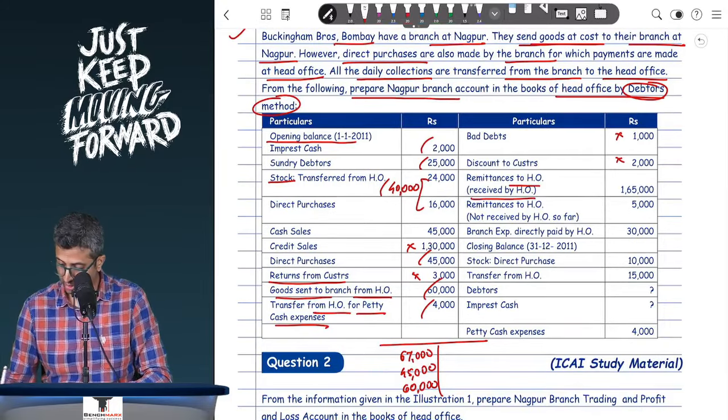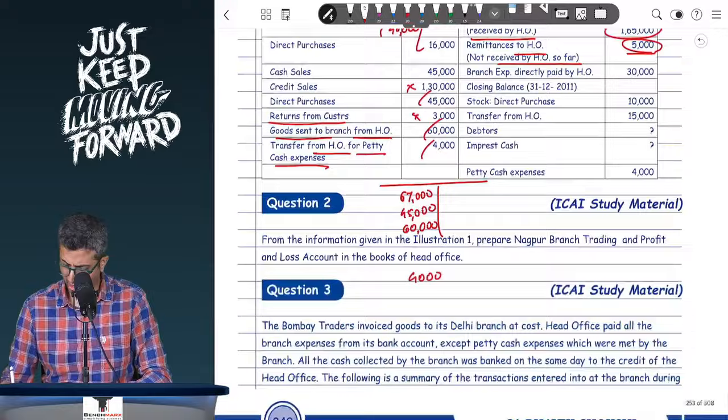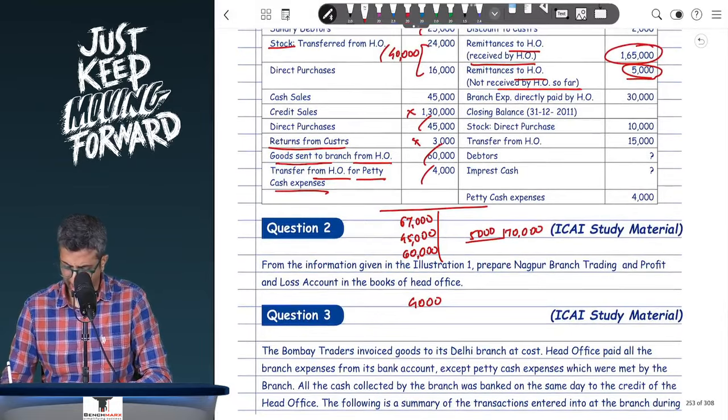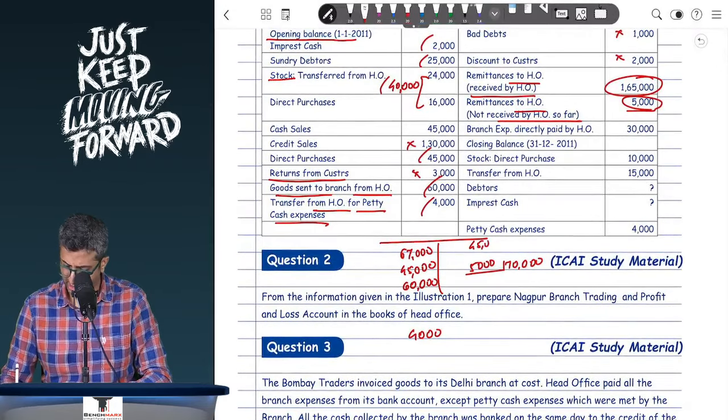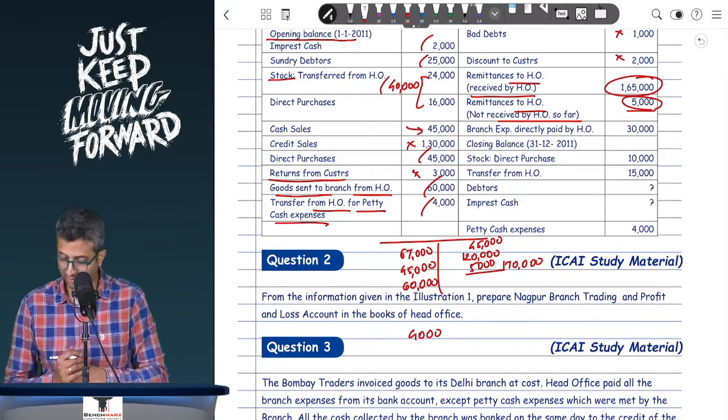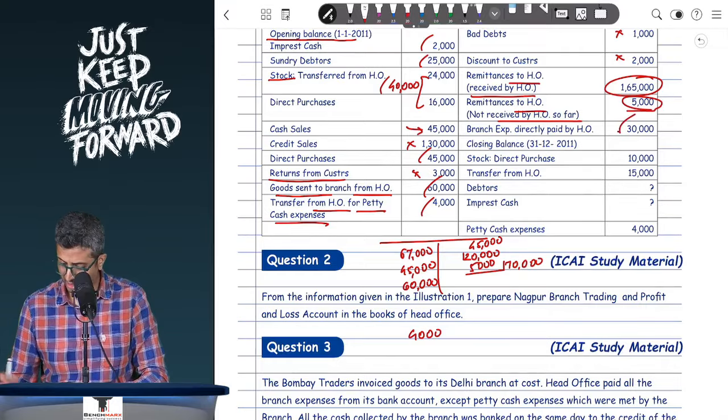Remittance to HO. This is received by the HO is 1,65,000 and remittance to HO not yet received is 5,000. So over here you will have 1,70,000, out of which 5,000 is cash in transit, maybe 45,000 is for credit sales, cash sales over here, and the remaining, 170 minus 50, I believe 1,20,000 must be the collection from customers on account of credit sales. Branch expenses directly paid by HO, another 30,000 will come over here.